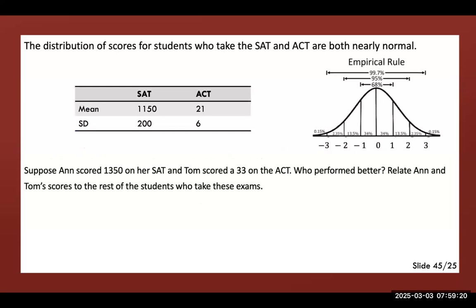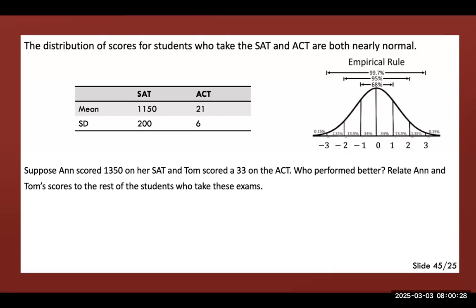Here's our first example. The distribution of scores for students who took the SAT and the ACT are nearly normal. The SAT, the mean is 1150 with a standard deviation of 200. And let's say the ACT has a mean of 21 and a standard deviation of 6. Suppose Anne scored a 1350 on her SAT and Tom scored a 33 on the ACT. Who performed better? Relate Anne and Tom's scores to the rest of the students who took the exam. How many standard deviations above the mean is Anne's score?